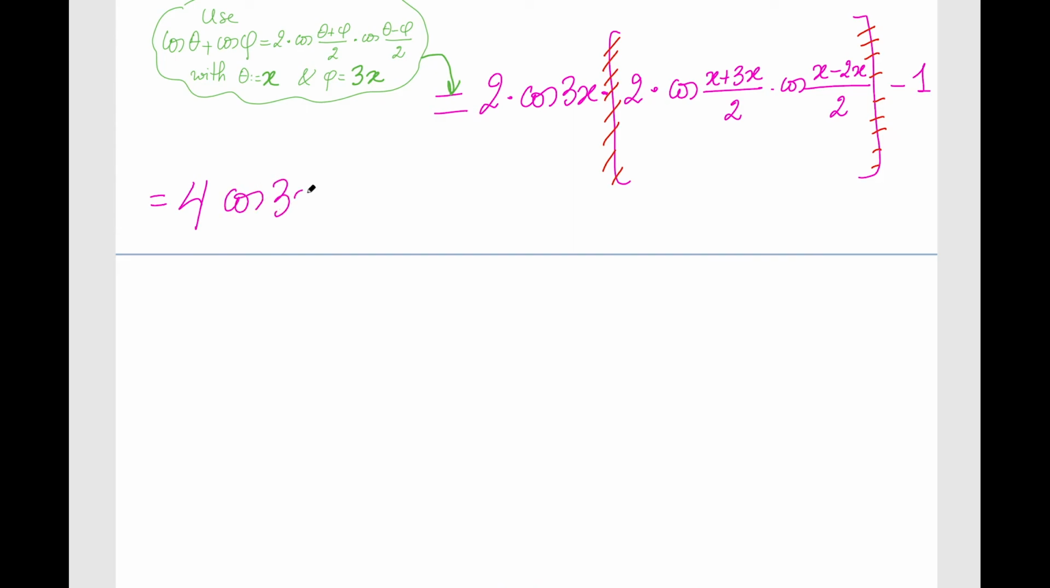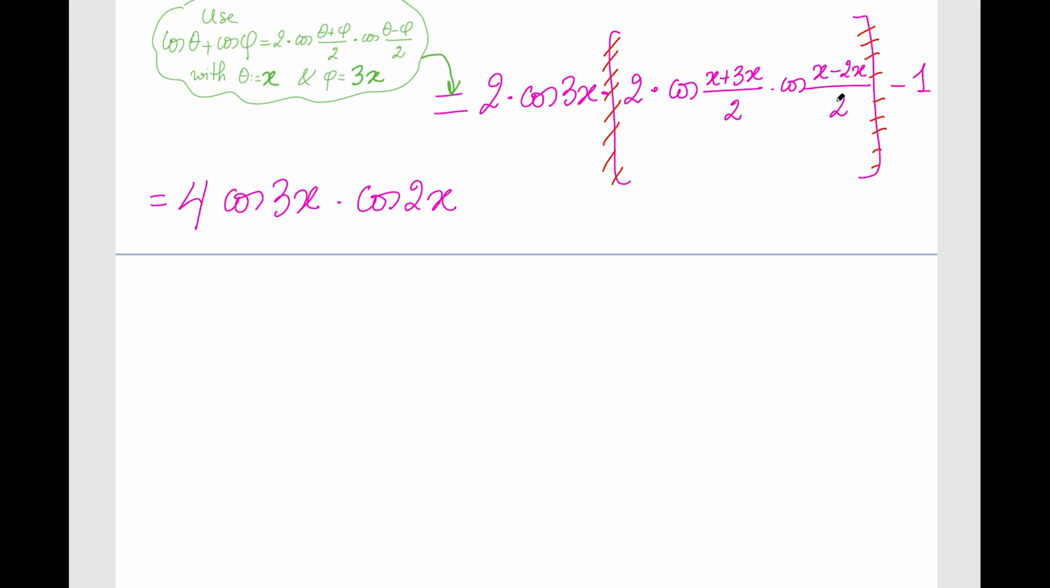Cosine 3x times, how about this? x plus 3x. How much is x plus 3x? That's 4x. 4x over 2 is 2x. Correct? So 2x. And how much is x minus 2x? x minus 2x is minus x, minus 1x divided by 2.